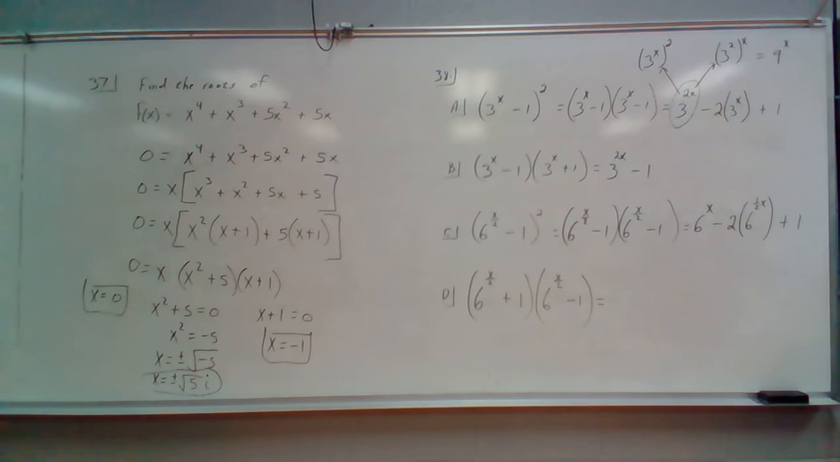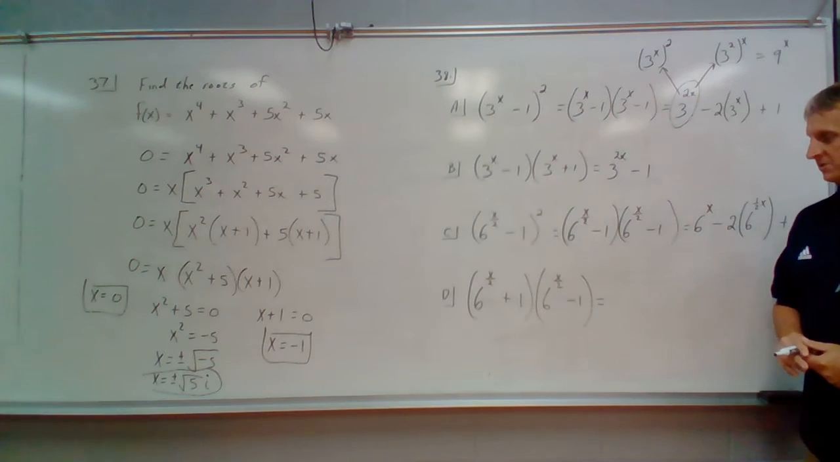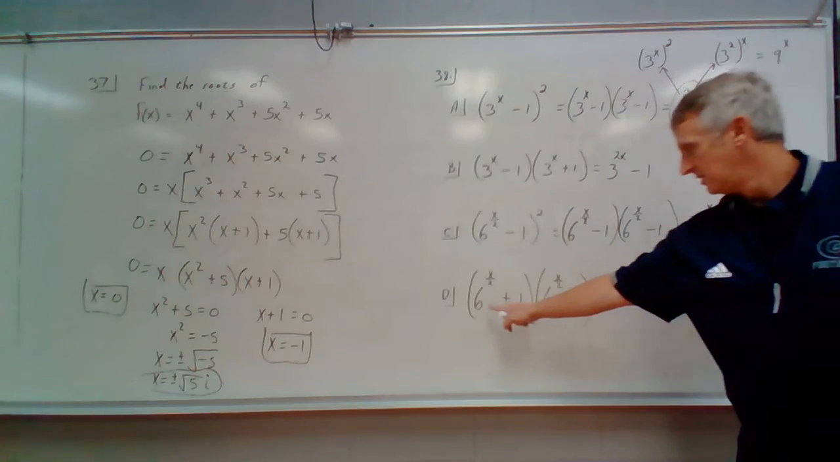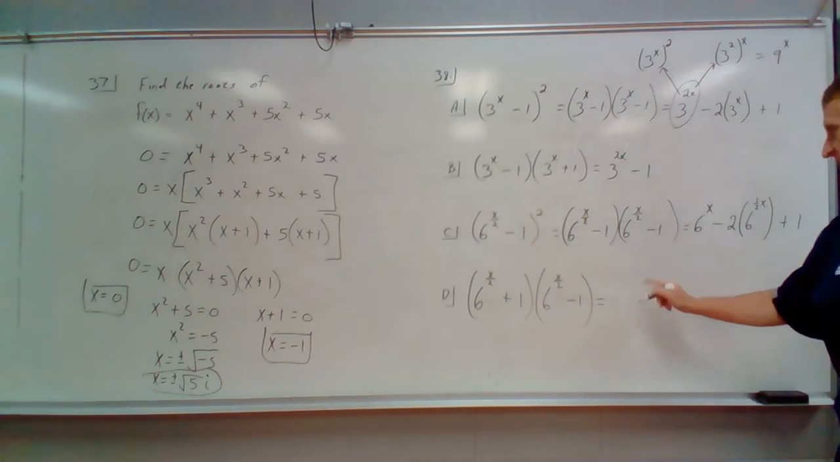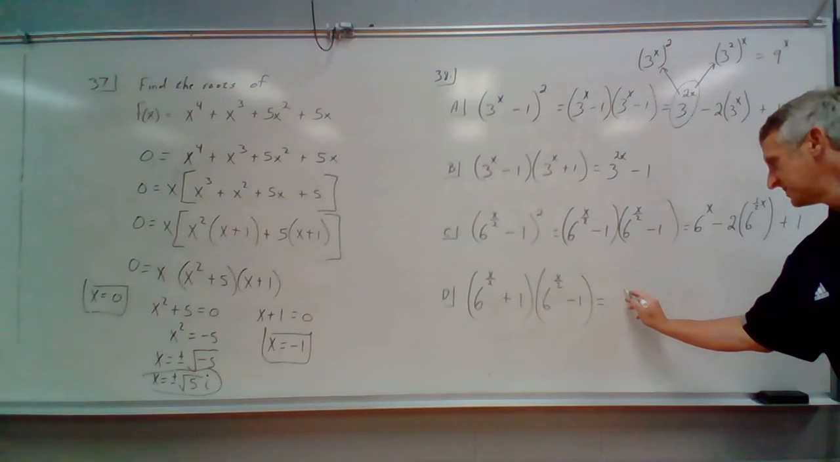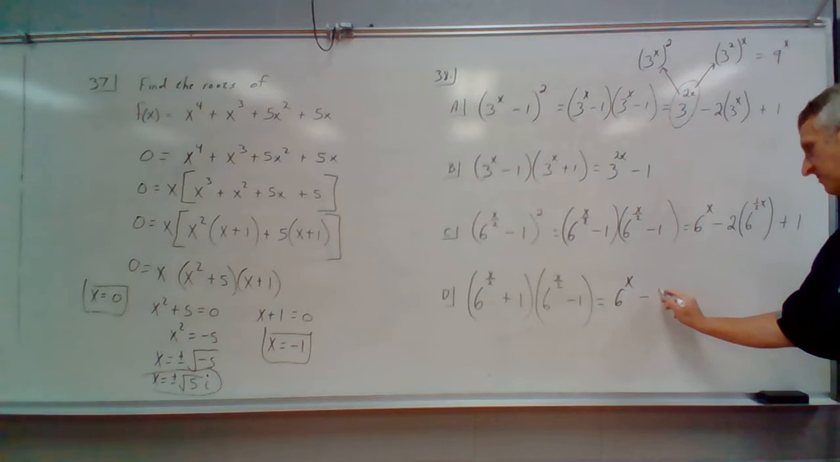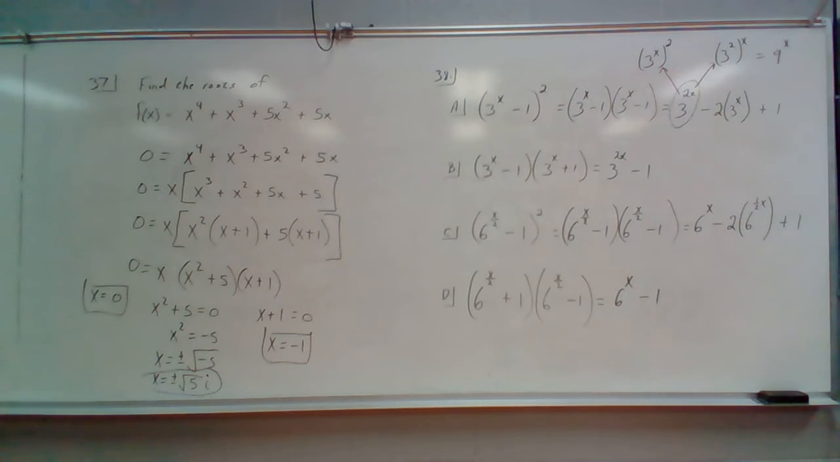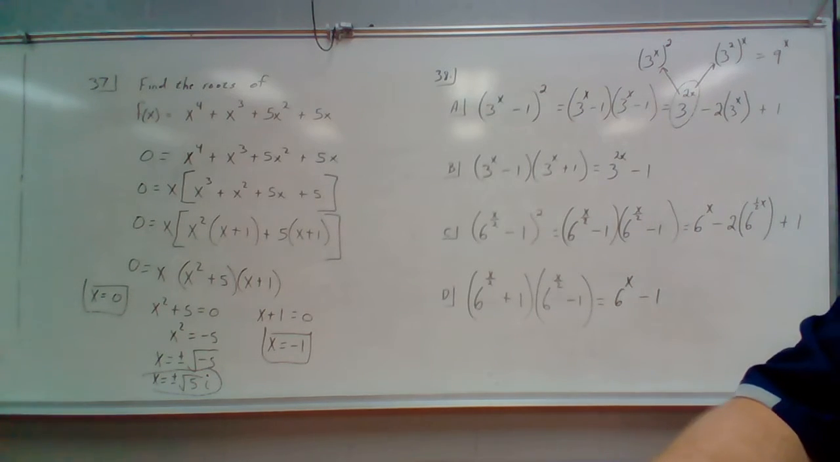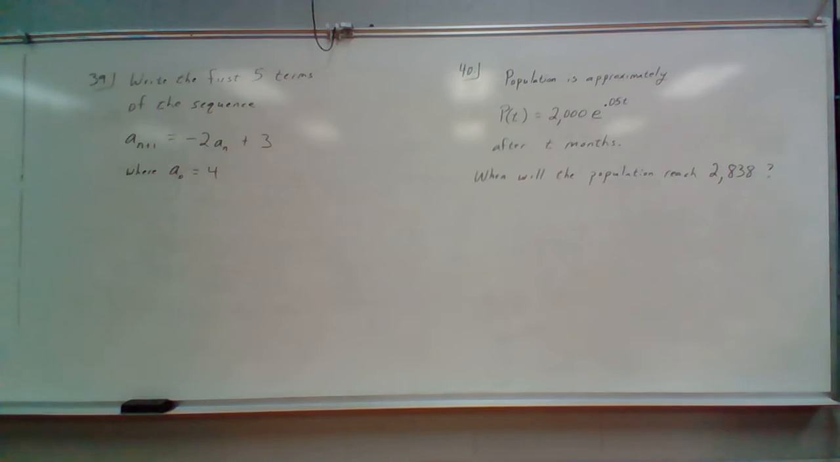All right. And then the last one, we're multiplying two conjugates, so the middle terms are going to cancel. First times the first, we've already done that. That'll give us a 6 to the x. The middle terms cancel, and you get a minus 1 on the end. All right, try these two problems.